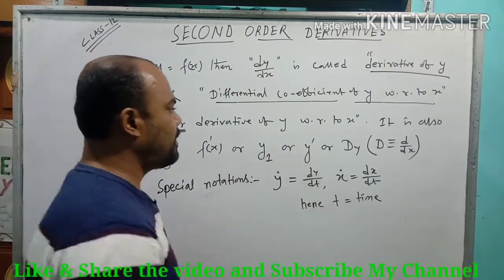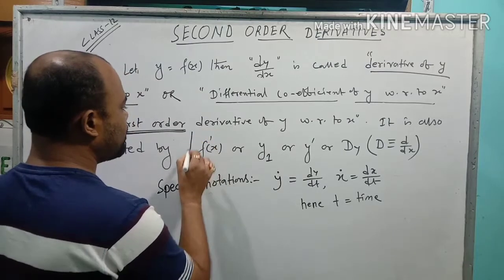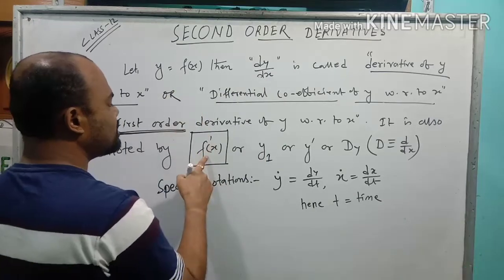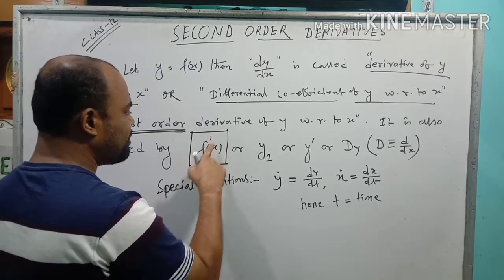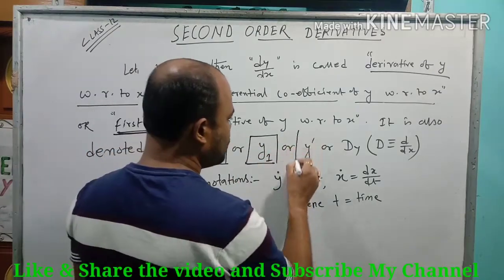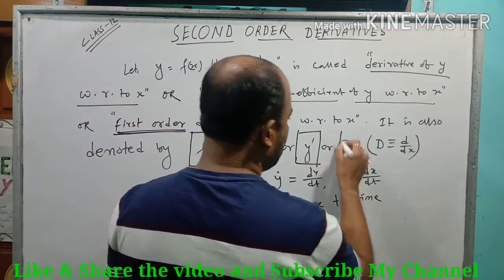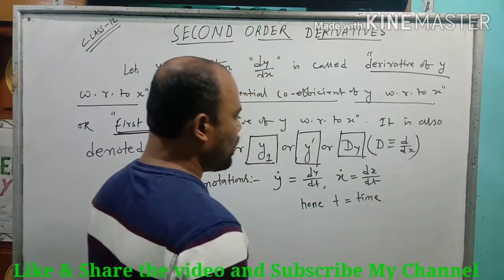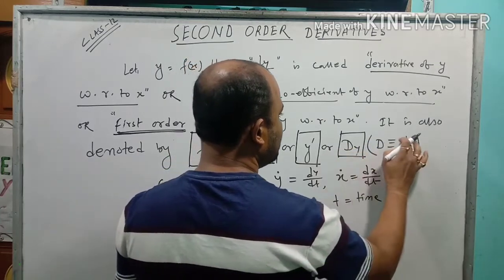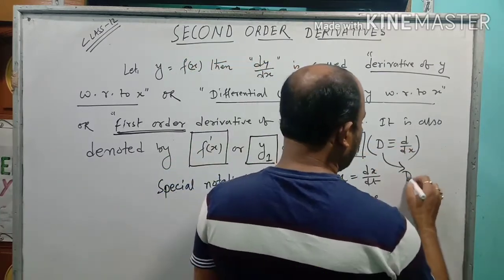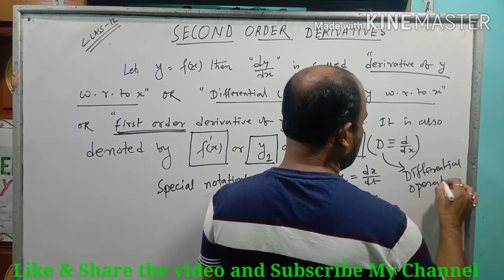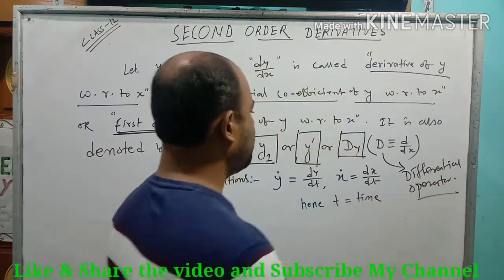Here there are different notations for first order derivative. One is f dash x. Dy by dx, when y is a function of x, is denoted by f prime x. It is also denoted by y suffix 1. It is also denoted by y prime. It is also denoted by capital D y. Here capital D stands for d by dx. It is called the differential operator. In the higher topics you will get this one.